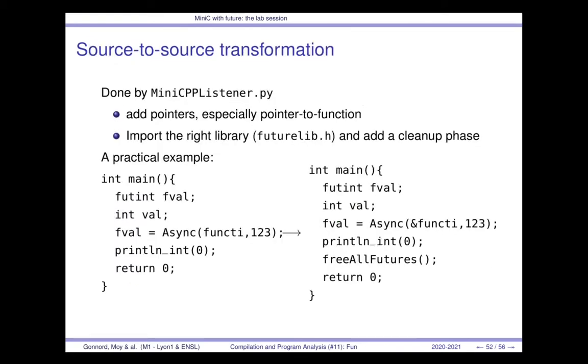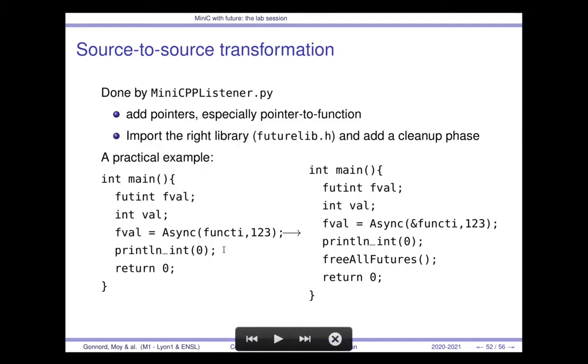The source-to-source transformation is performed by the program MiniCppListener. It adds pointers, especially pointers to functions that we didn't have in mini C but that you will be able to have in C, of course. It imports the right library, which is called futurelib.h, and adds a cleanup phase. This is a typical example, and your objective could be considered as being able to run this example. So the listener does that.